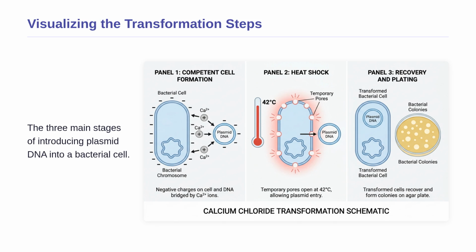Let us visualize everything we have discussed so far in this diagram. On the left, you see the competent cell formation. Notice how the positively charged calcium ions are bridging the gap between the negatively charged plasmid DNA and the bacterial cell membrane. In the middle panel, the heat shock is applied, typically at 42 degrees Celsius. You can clearly see the temporary pores opening up, allowing the plasmid to enter. Finally, on the right, we have the recovery and plating stage, where the successfully transformed bacterial cell is allowed to grow into visible colonies on an agar Petri dish.